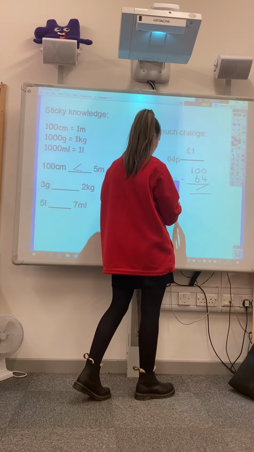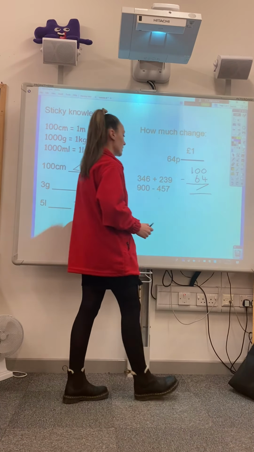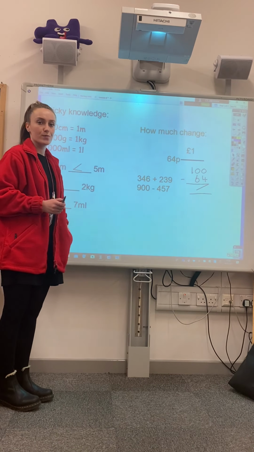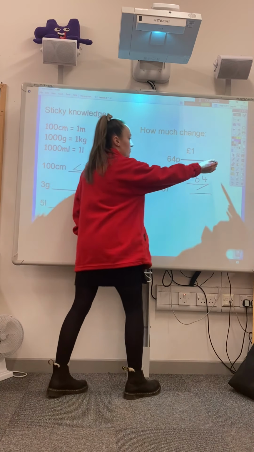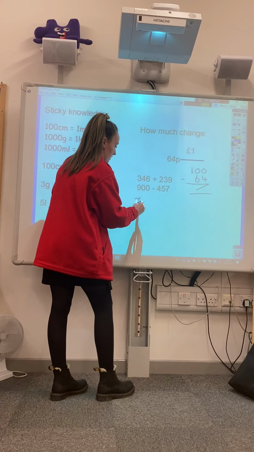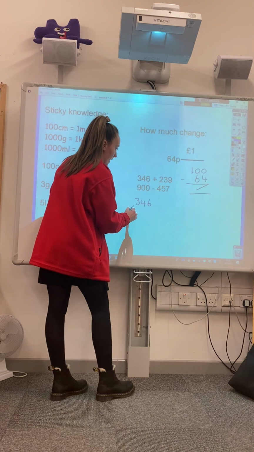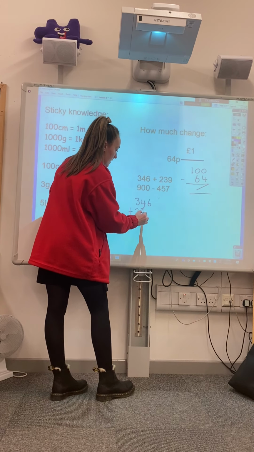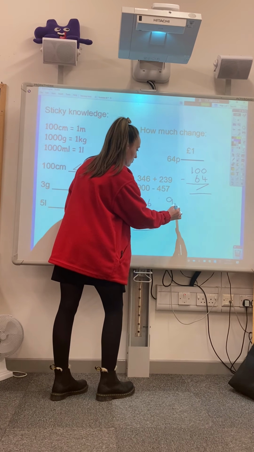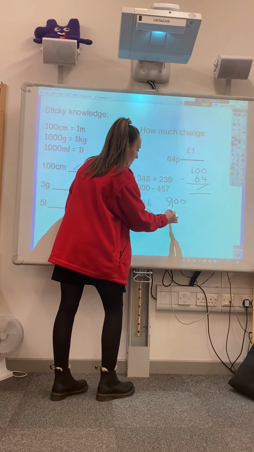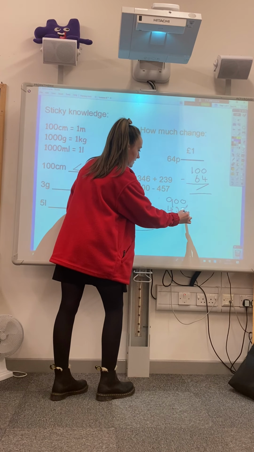And then our last one, we have an addition and a subtraction. Now you're going to put those in column addition and column subtraction to help you. So you've got 346 add 239, and then you have 900 take away 457.